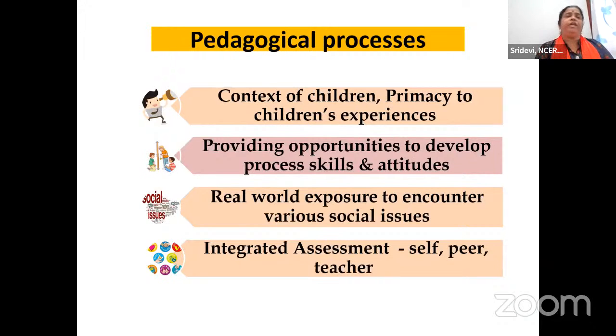And other than that, overall, if you look into it, the policy is focusing on the context of children. It's very essential that we teach in the context of children. Learning happens in the context of children, and primacy has to be given to children's experiences. Providing opportunities to develop process skills and attitudes is very essential, because we want the children to be lifelong, independent learners. So if we want them to become independent learners, surely we need to develop the set of process skills and attitudes that are essential for them so that they can become lifelong learners. And it's very essential that real-world exposure to encounter various social issues be taken care of.